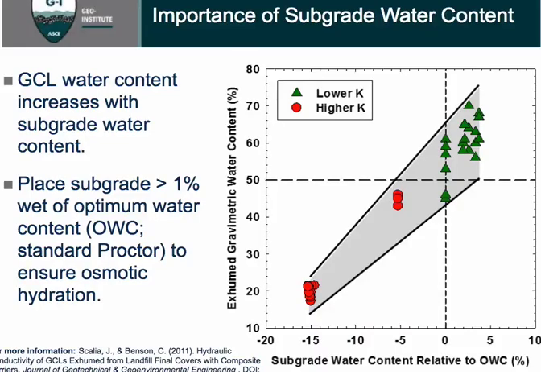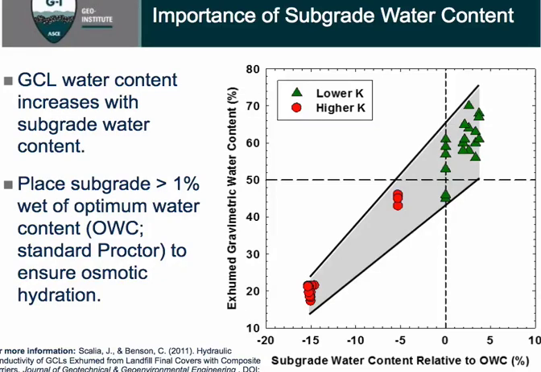How do you get a GCL wet in the field? Well, the answer looks to be you put it on a wet subgrade. And so we observed a linear correlation between the exhumed gravimetric water content of the GCL and the subgrade water content, shown here relative to the optimum water content under standard Proctor conditions. So when we were at or wet of optimum, we observed a low hydraulic conductivity. When we were dry of optimum, we observed a high hydraulic conductivity. And that tied to the GCL attaining a high moisture content or a low moisture content.